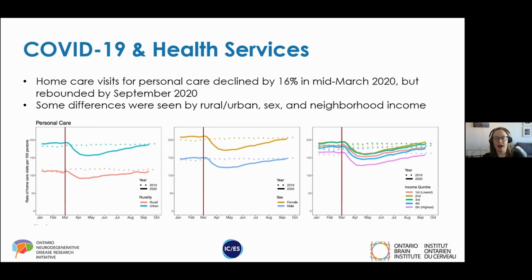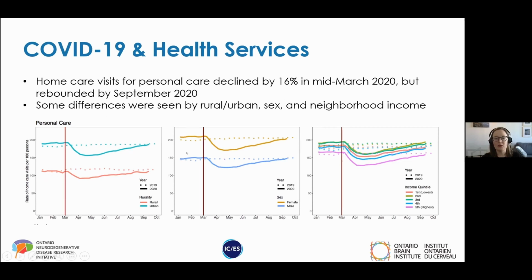So overall, we found that home care visits for personal care during the pandemic for people with dementia declined by 16% at the lowest point during the pandemic, but actually rebounded during the fall. So you can see that by the shape of the graph here that we're showing.